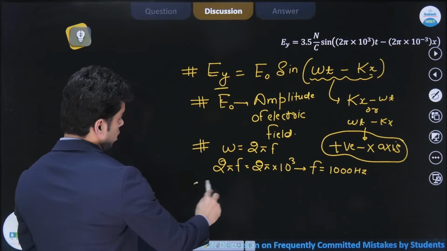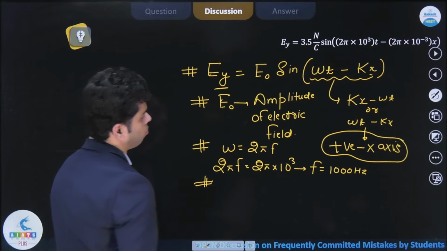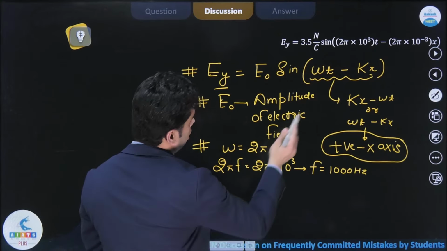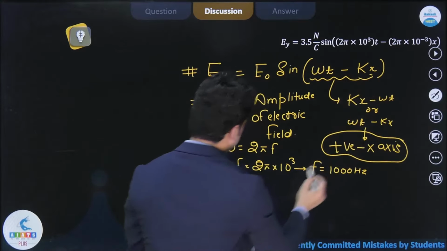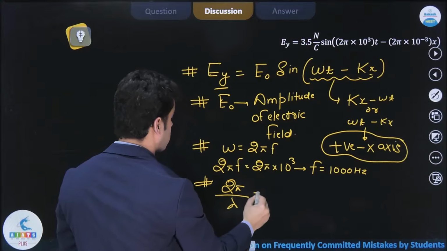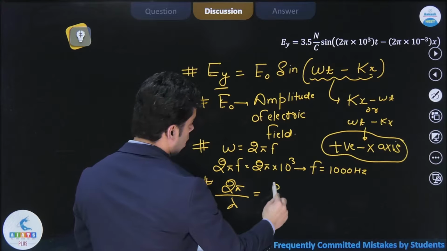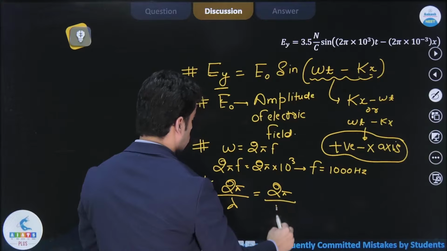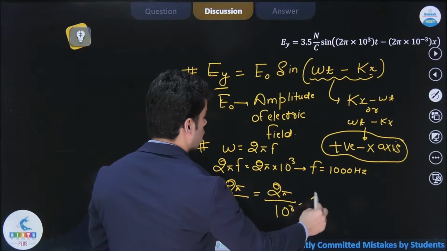What else do we need to find? The wavelength. So another term is kx, right? k is 2 pi by lambda. So 2 pi by lambda is equal to 2 pi by 10 raised to the power 3, as given to you. So lambda is also 1000 meters.